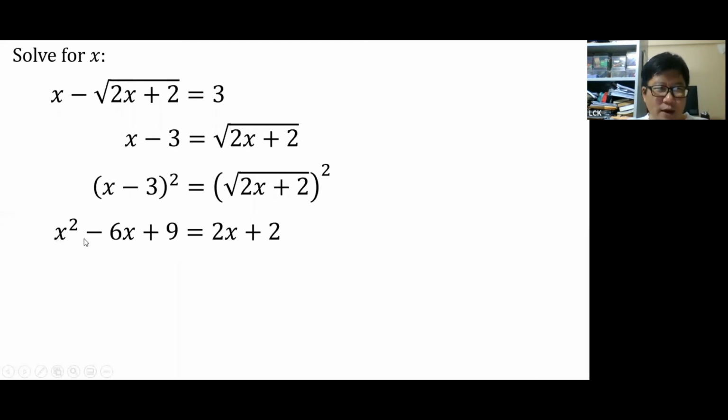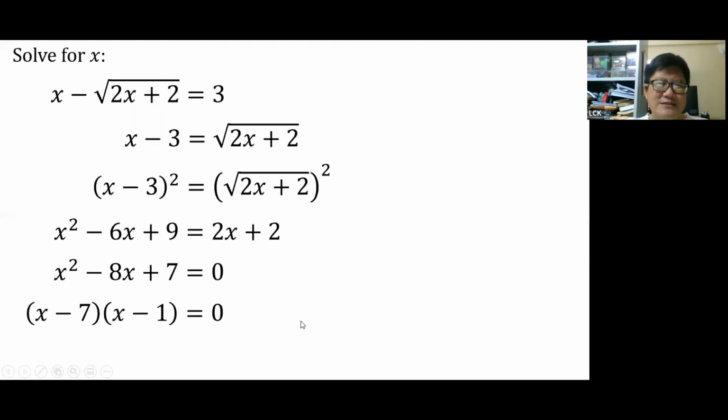Here you have your x squared. Minus 6x minus 2x is minus 8x. 9 minus 2 is 7. And once you get that, you know that you can factorize this. And once you have factorized this, you know that you have your solutions. x equals 7 from here. And from here, you get x equals 1.